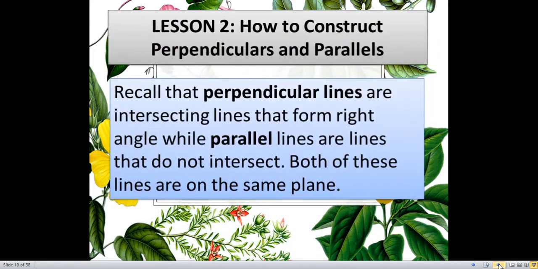Next, we are now on our lesson 2, how to construct perpendiculars and parallels. So we need to recall that perpendicular lines are intersecting lines that form a right angle, while parallel lines are lines that do not intersect. Both of these lines are on the same plane.